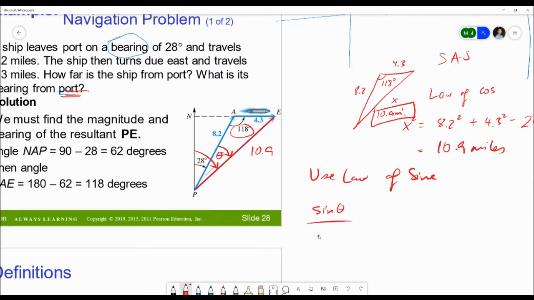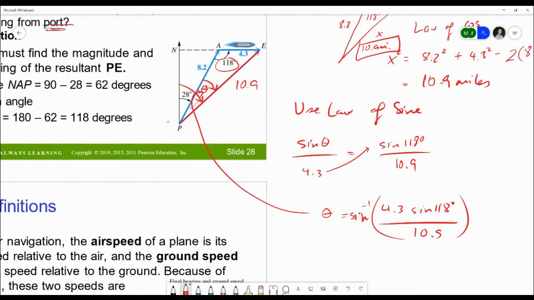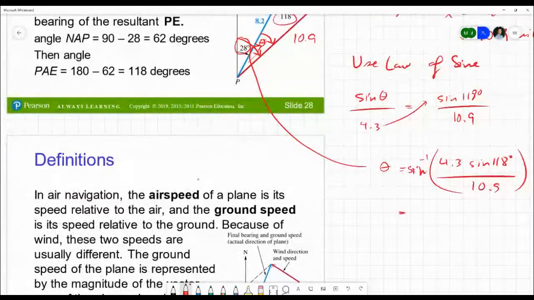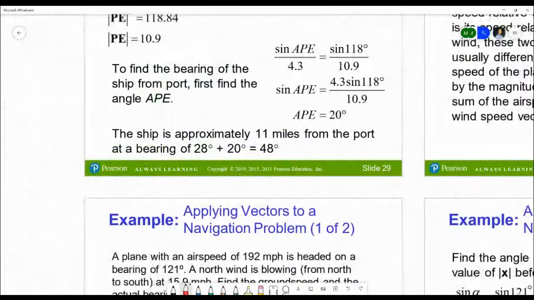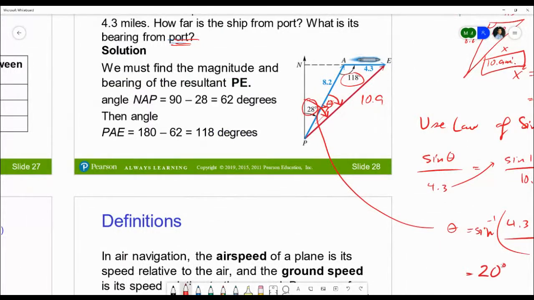So sine of theta over 4.3, because that's the opposite side, is equal to sine of 118 degrees divided by 10.9. Then of course we can solve for theta by multiplying by 4.3 and taking the inverse sine of the whole thing. That would give me this angle theta here. But don't forget, we need to find the bearing from due north, so we have to add that extra 28 in there. Plug this into your calculator and you should get about 20 degrees. Then we add that 28 to get 48 degrees.